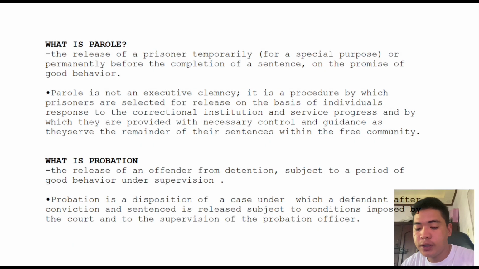What is probation? Probation is the disposition of a case under which a defendant after conviction and sentence is released subject to conditions imposed by the court and the supervision of the probation officer. Ang probation po ay ang proseso ng panahon pagmamasid sa katangian o kakayahan ng isang tao na isang tiyak na tungkulin. Halimbawa, isang bagong empleyado.